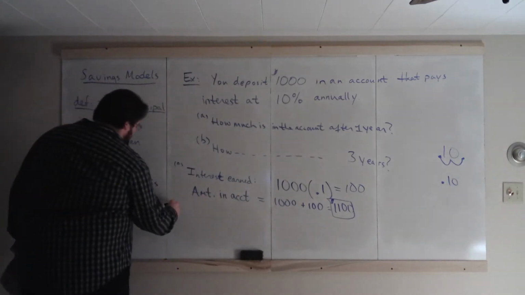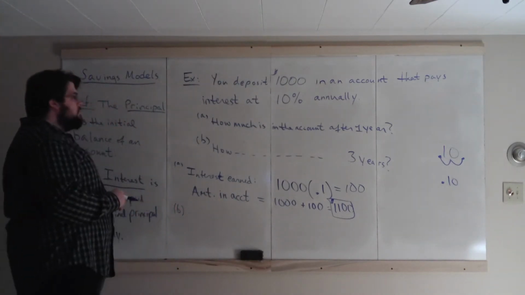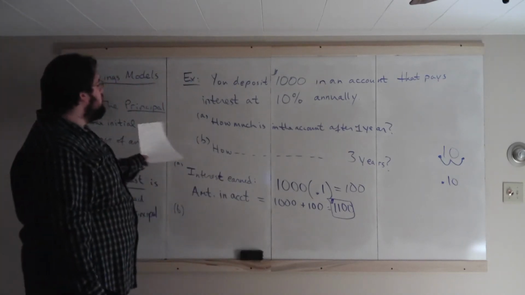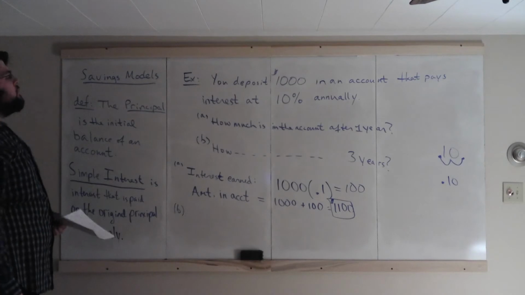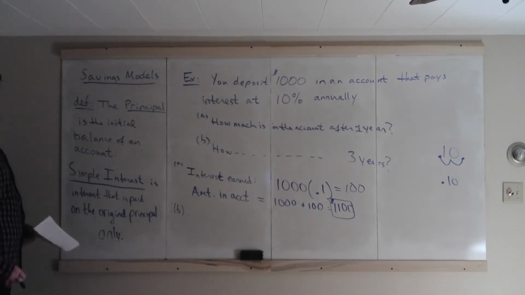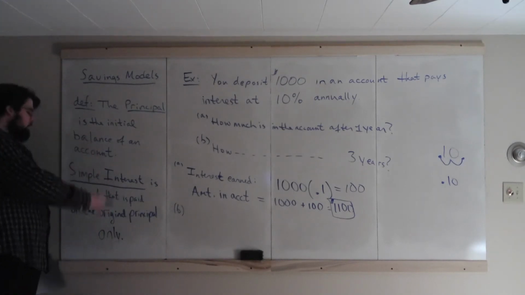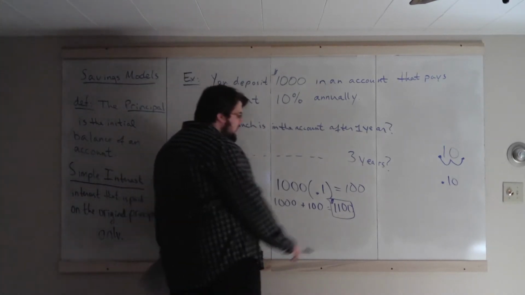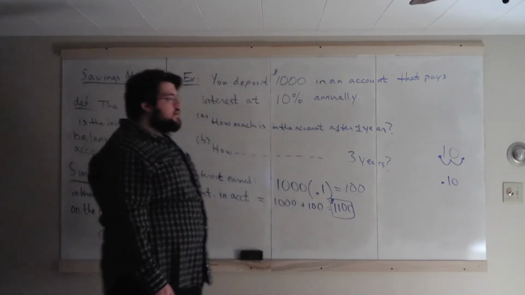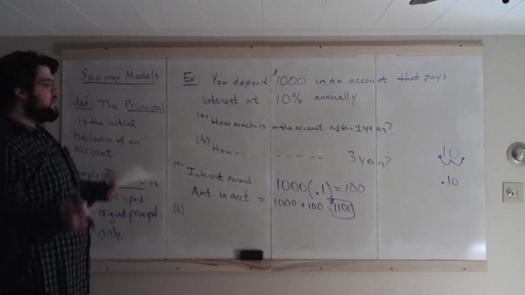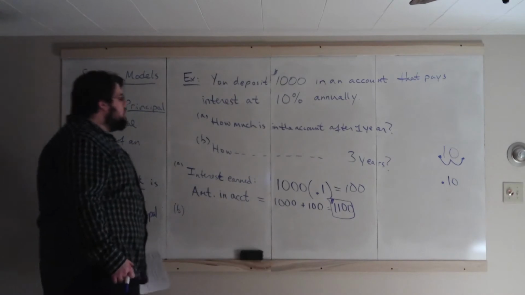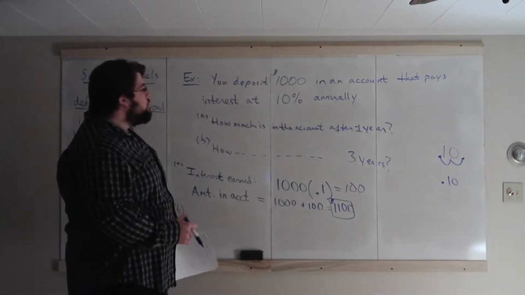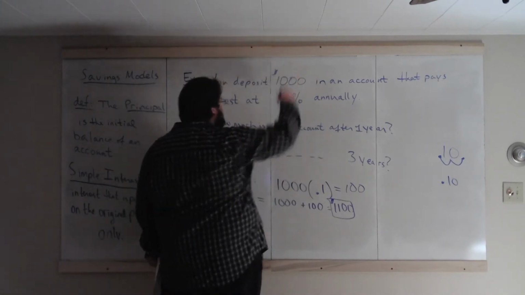What about part B? Well, if you're not told otherwise, you will assume simple interest. So here, this is simple interest. This is interest that is paid on the original principal only. So the fact that after 1 year this is $1,100 means nothing as far as this interest is concerned. This interest just says, given 1 year, we're going to give you $100 because the initial amount was $1,000.